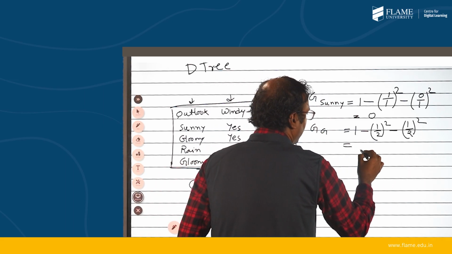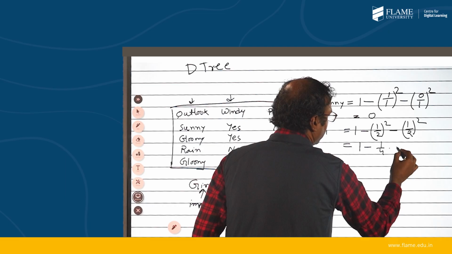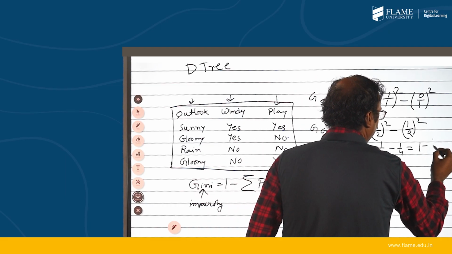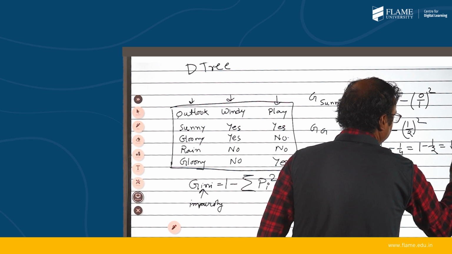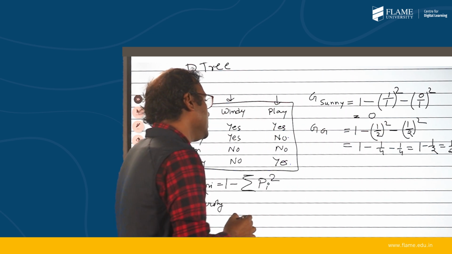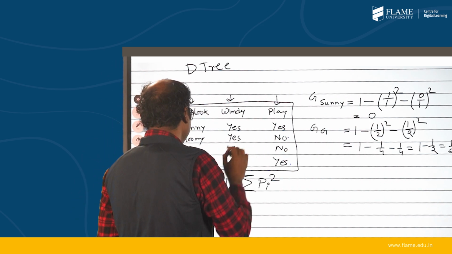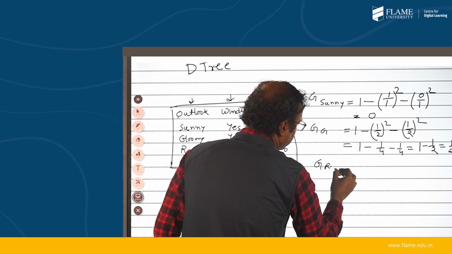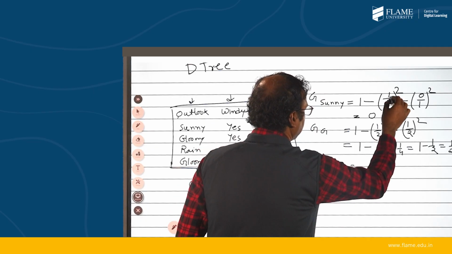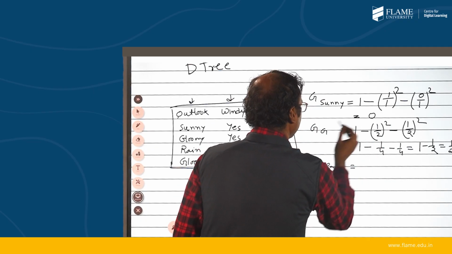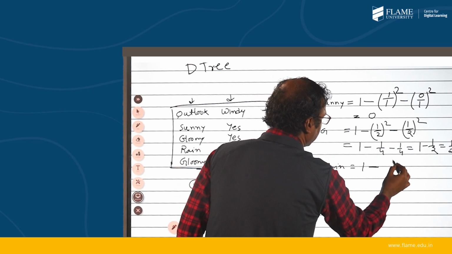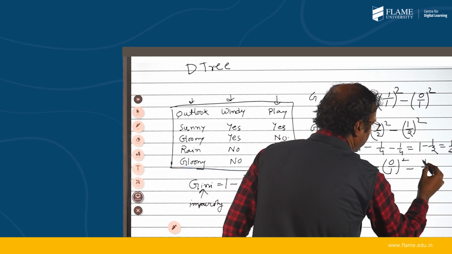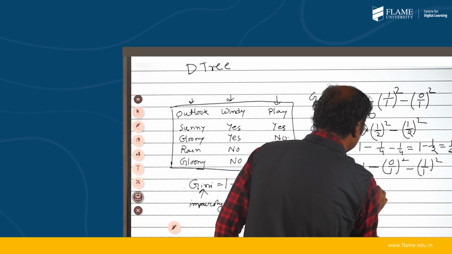So again, 1 minus 1 by 4 minus 1 by 4, that is 1 minus half, that is half. So this is the Gini value for Gloomy. Similarly for the Rain also, it is 0, because it is only having one case, that is no failure case. So definitely 1 minus 0 by 1 square minus 1 by 1 square, so that is 0.